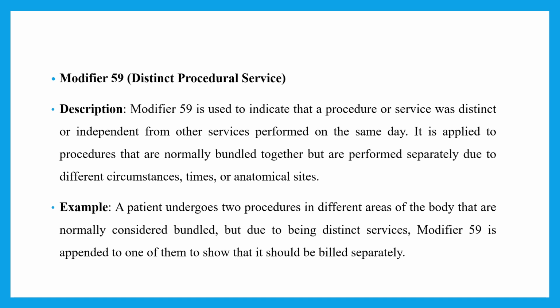Modifier 59 is used to indicate that a procedure or service was distinct or independent from other services performed on the same day. It is applied to procedures that are normally bundled together but are performed separately due to different circumstances, times, or anatomical sites. I am repeating, modifier 59 is used to indicate a procedure or service was distinct or independent from other service performed the same day. If they are doing some procedure on your hand and also doing an appendectomy, that is removal of the appendix, both are completely irrelevant. At that time we can use 59.